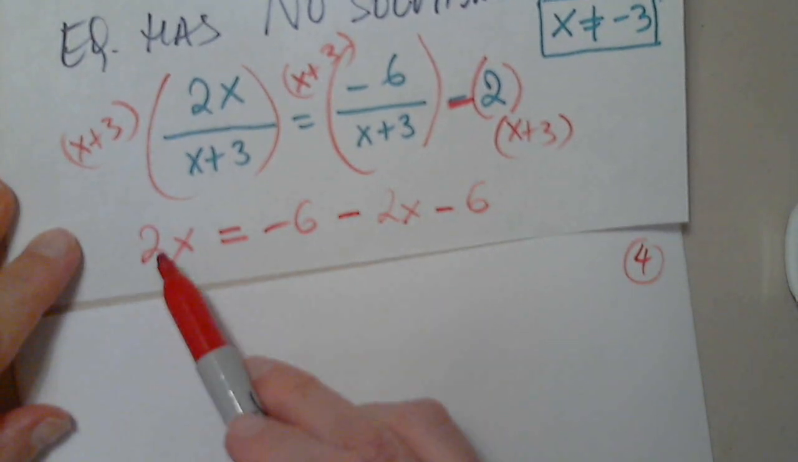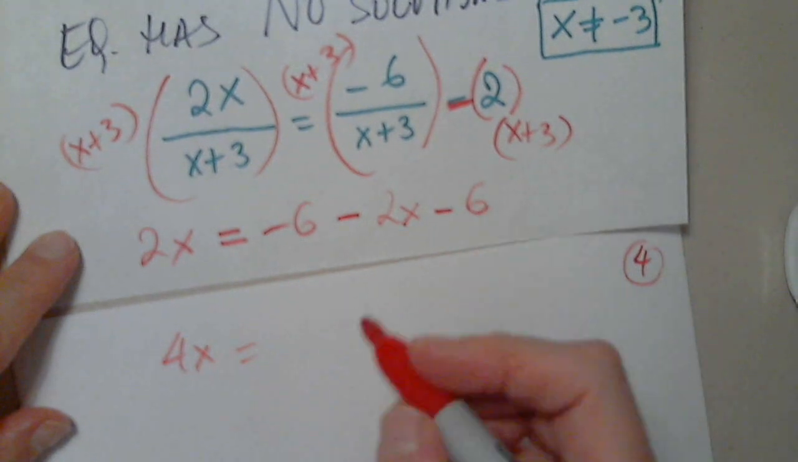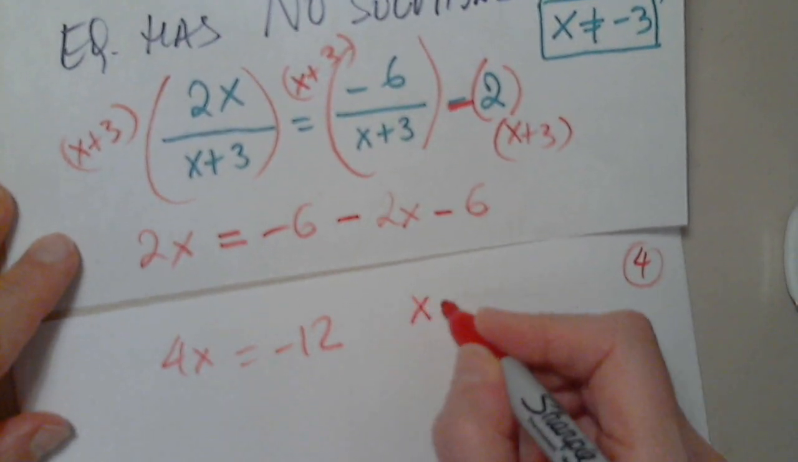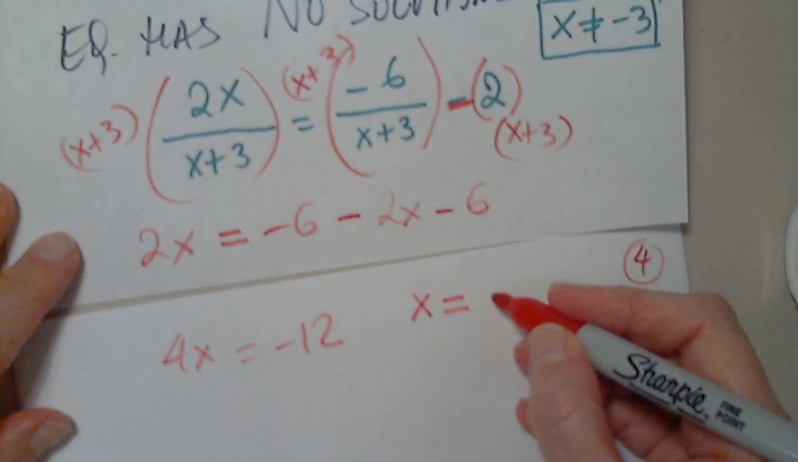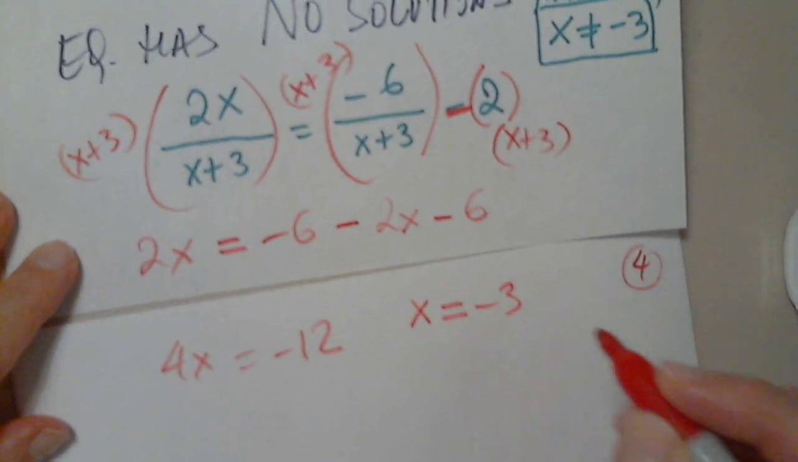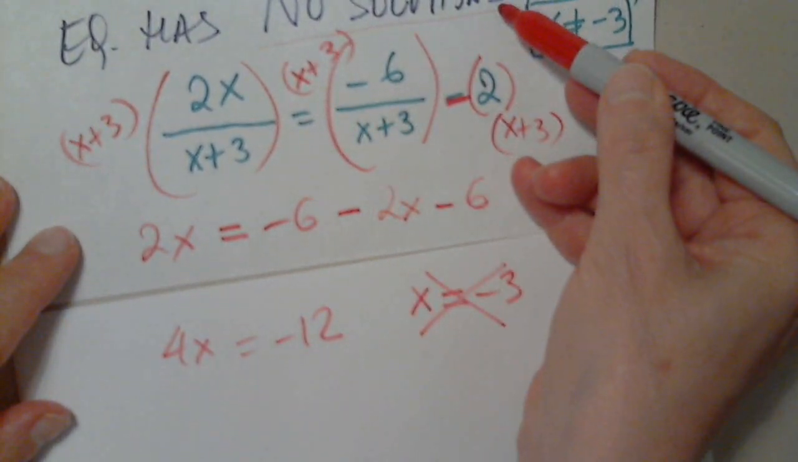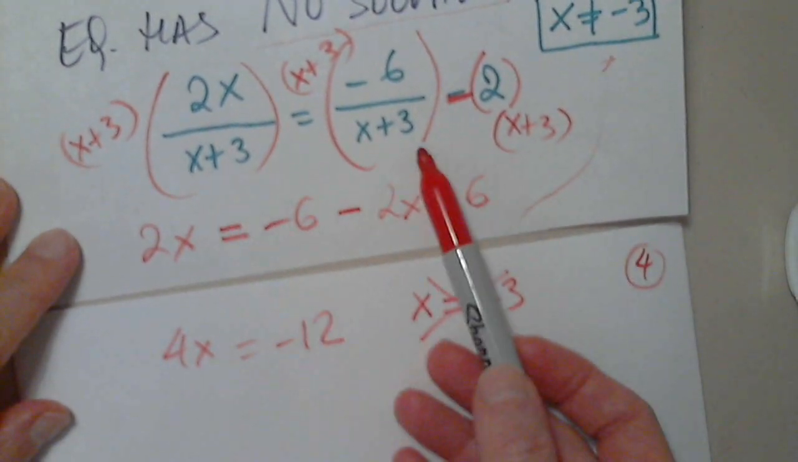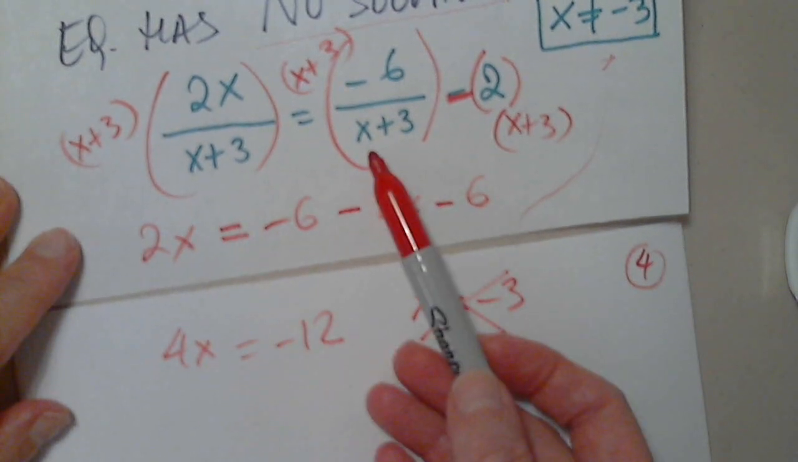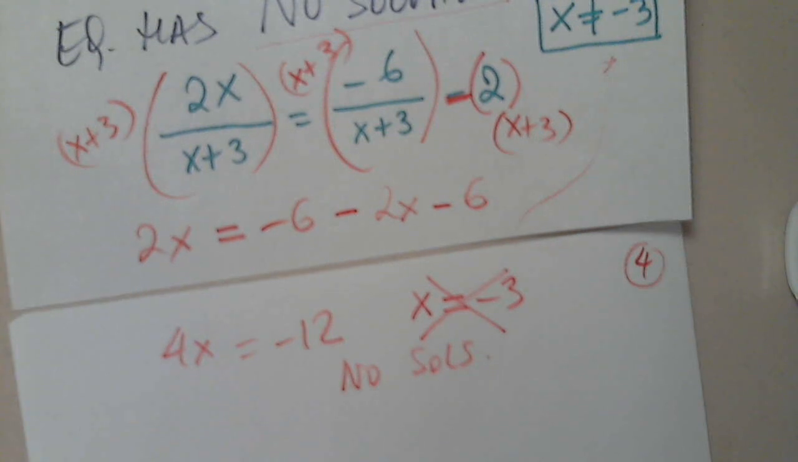Okay, I'm on page 4. I move negative 2x to the other side. I get 4x equals negative 6 minus 6, negative 12. How much is x? Negative 3, but it can't be. Exactly. So the conclusion is the same. It cannot be. Because if you go back and plug it in, you're not going to get anything, because these are undefined. So still the same conclusion: no solutions. The equation has no solutions.